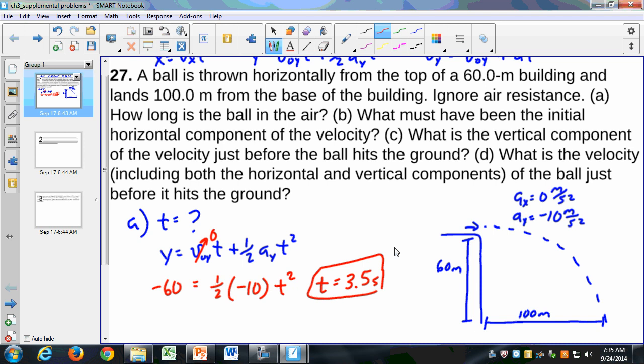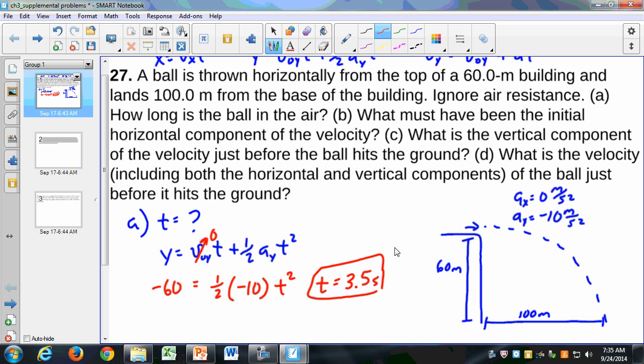Usually you're going to use your y displacement, or your y motion, to find the time in the air. We've done several problems like this. You have that problem where it goes up and then comes back down again. You can take the velocity at the top of 0 and determine the time in that way. In this case, we know the displacement in the y direction, so it's just like something dropping from 60 meters in the air, and so we can find our time in the air there.